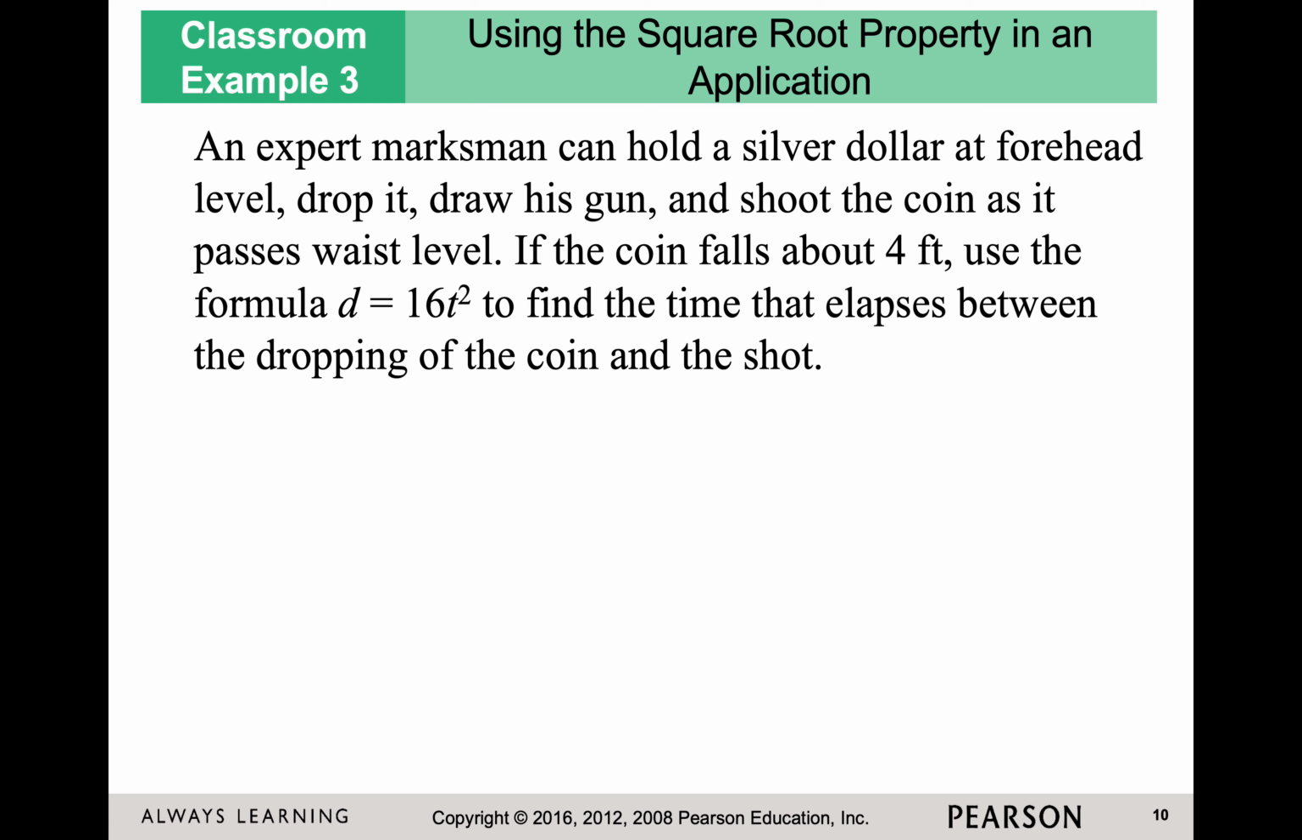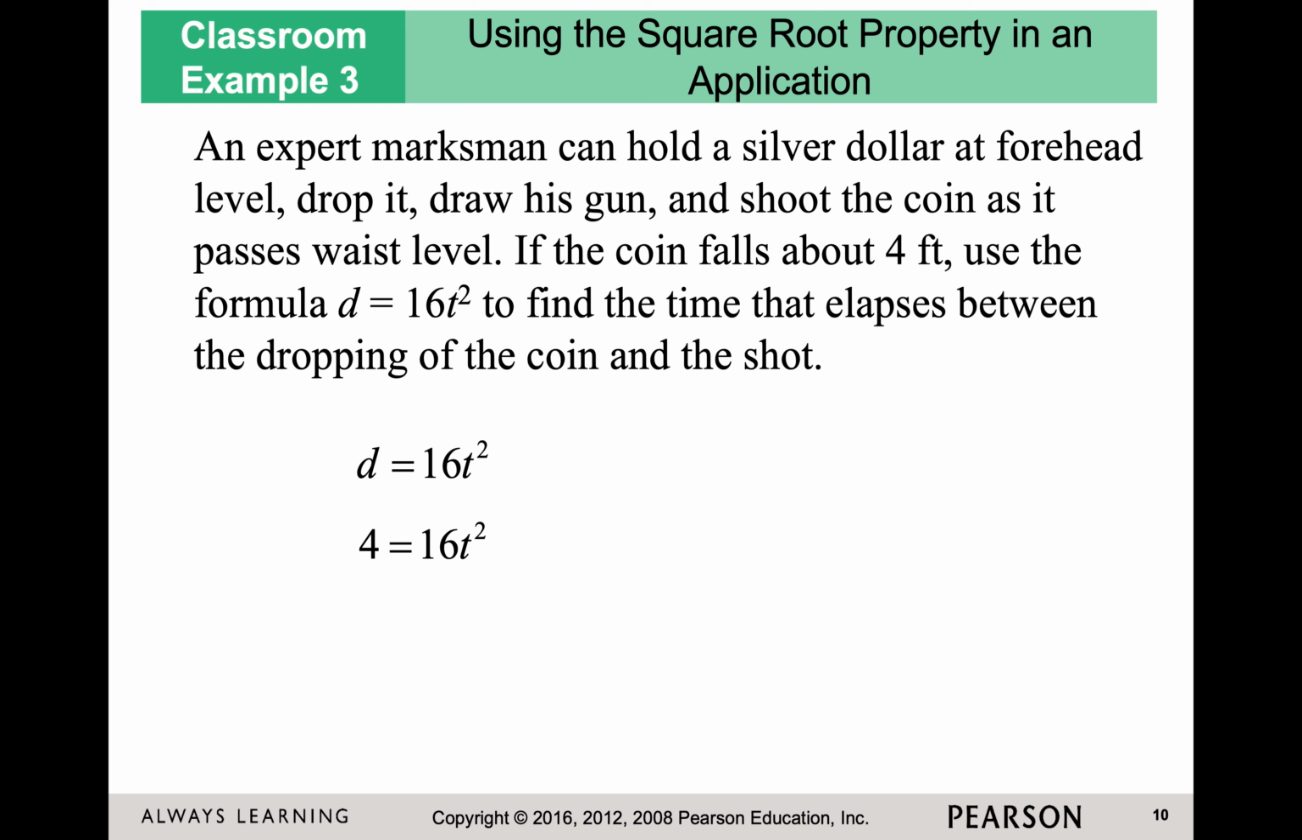So let's look at an application problem. Here we have a marksman who can hold a silver dollar at the forehead level, drop it, draw his gun, and shoot the coin as it passes his waist. So he's very, very fast at this. If the coin falls about 4 feet, use the formula distance equals 16 times t squared to find the time that elapses between the dropping of the coin and the shot.